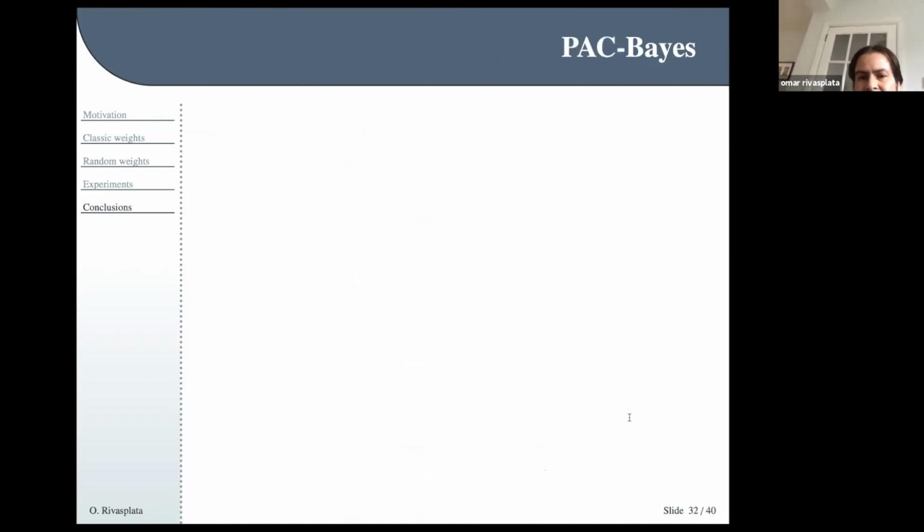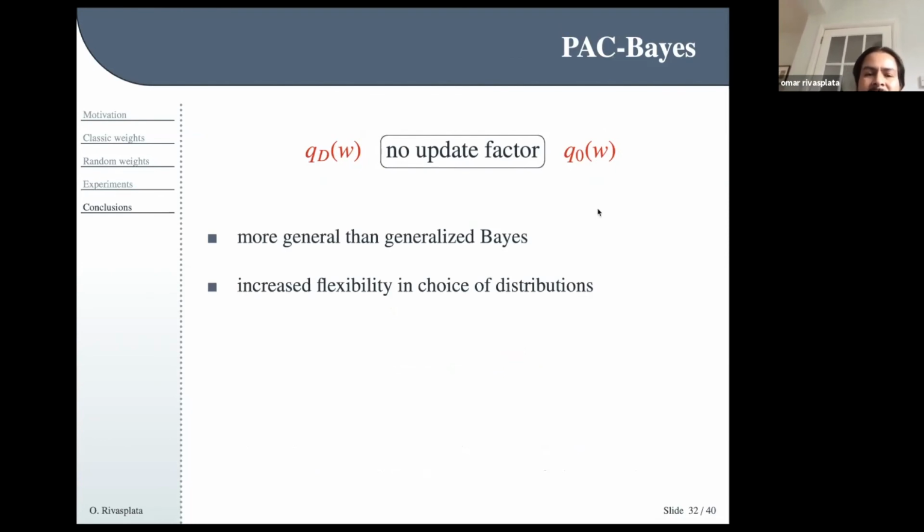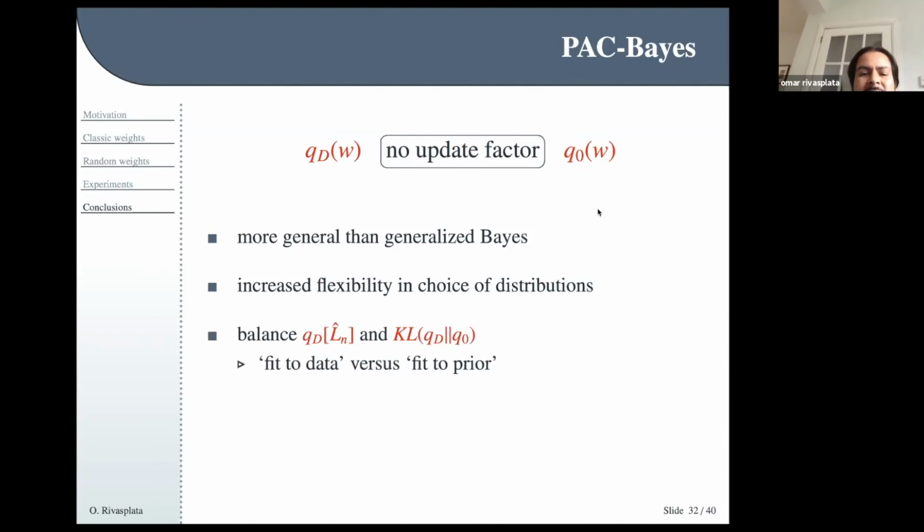So in PAC-Bayes, what one does is forget about the update factor. We talk about this fixed distribution Q naught, and then a data-dependent distribution that is obtained by the training process, but there is no factor restricting the relationship between these two distributions. In that sense, one could say PAC-Bayes is even a little more general than generalized Bayes as presented in the previous slide. It's not to minimize the generalized Bayes approach, but PAC-Bayes has a lot more flexibility in the choice of distributions. The common thing is that they still balance an empirical data-dependent term, like the average empirical loss, and a fitness to prior term measured via the KL divergence from the posterior to the prior.